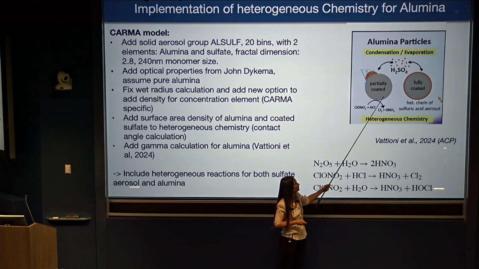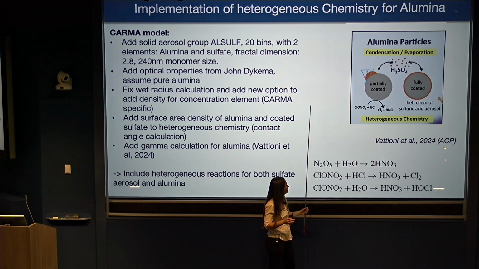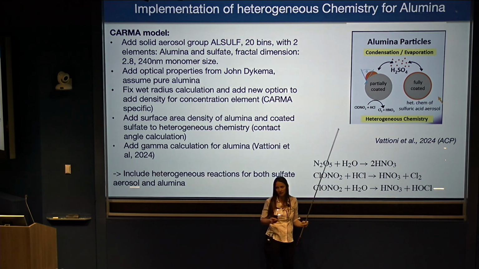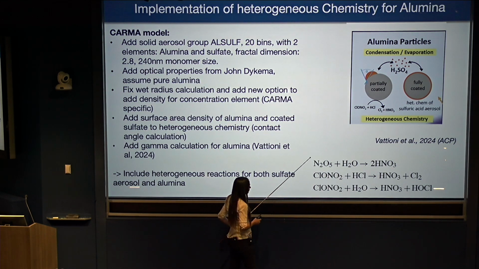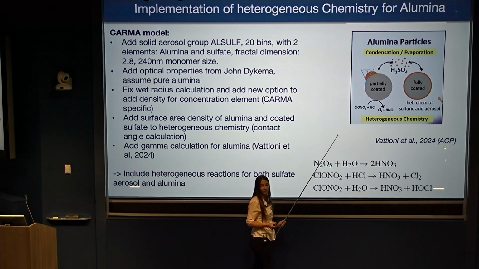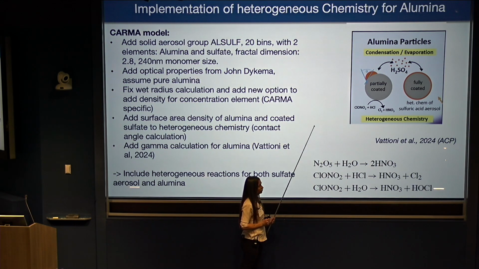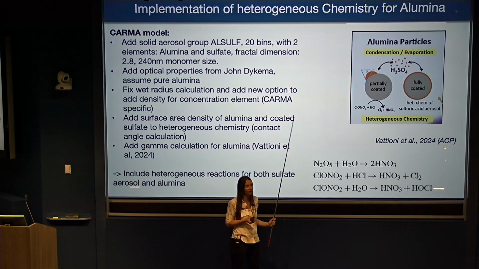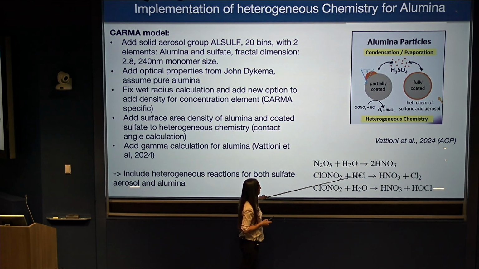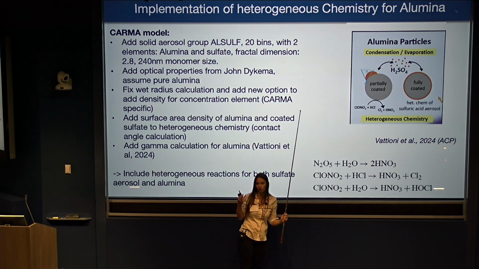And if the particle is coated with sulfate, then it basically reacts like sulfate. And the heterogeneous chemistry for sulfate is well known. We have it in our model. And some of the more important reactions is the hydrolysis of N2O5, which will change ozone, actually increasing ozone in the tropics. But then the other reactions are more important for the high latitudes for sulfate, but then also, of course, for alumina. And so the question really is, how much do we react?